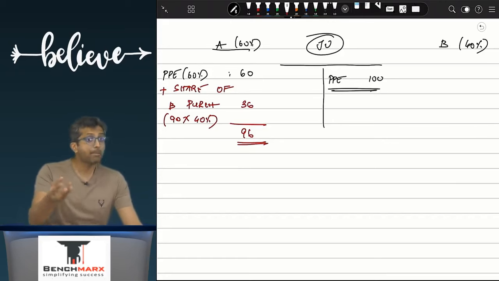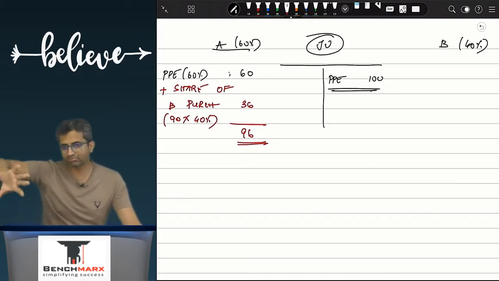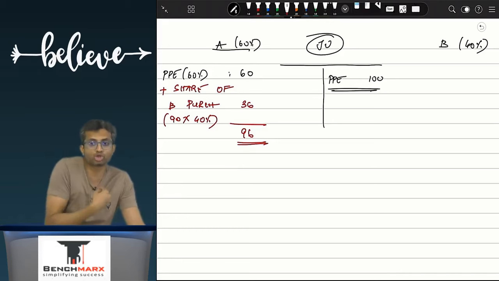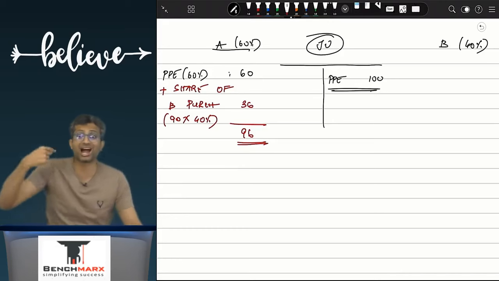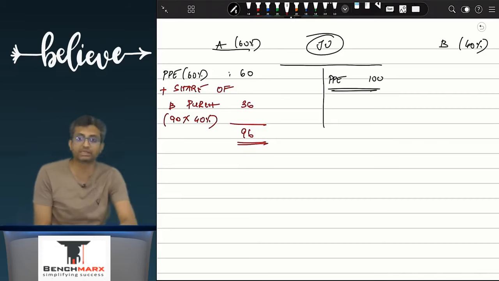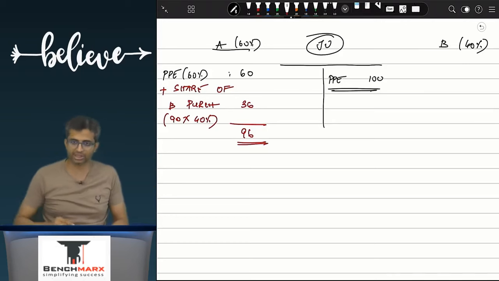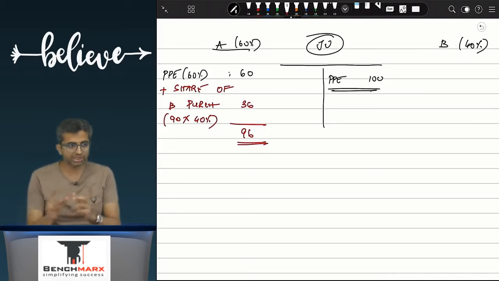Merely because I am purchasing my partner's share at 90 into 40%, that is 36, does not mean I will recognize loss on my share till the time I sell the house. When I sell the house and actually it sells at 90, in my books it is shown at 96, that is when I will recognize the unrecognized loss. Yes, sir. Are we clear with this? Yeah. The other way also applies.